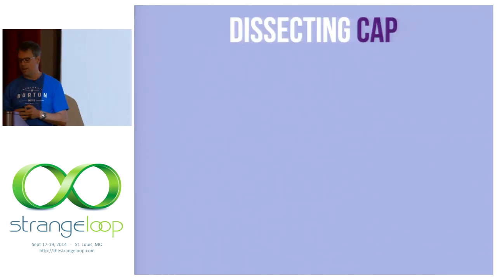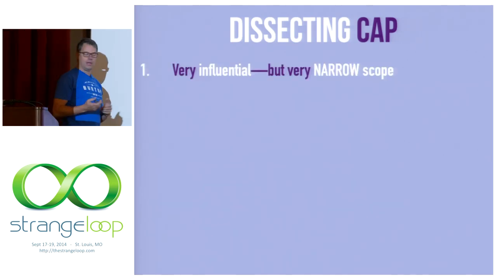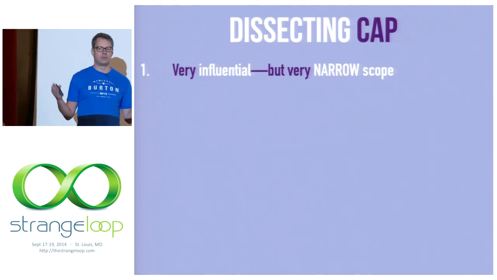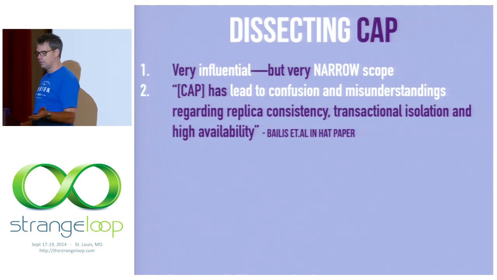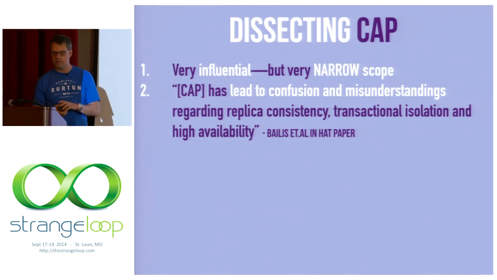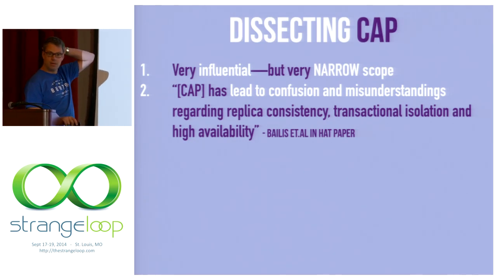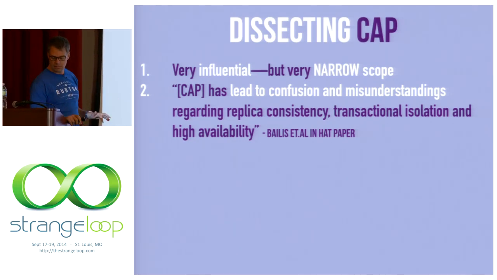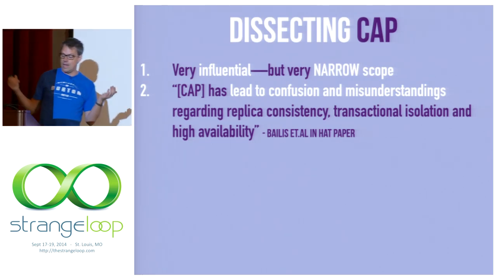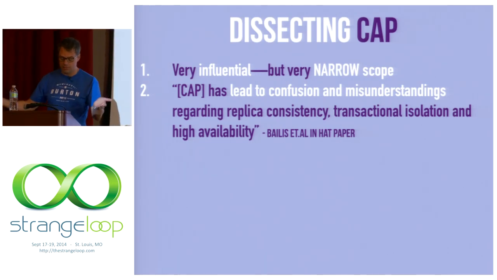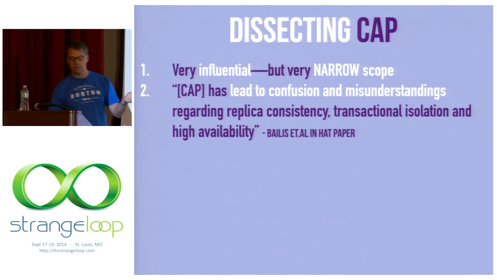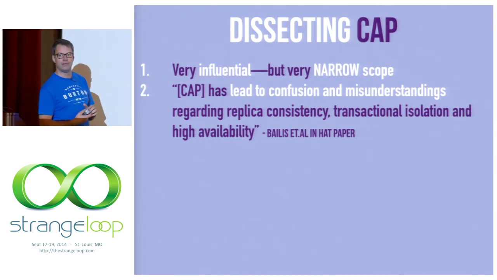So if you look at CAP, I think it was highly influential, but it was really narrow in scope. Peter Bailis and his group at Berkeley, in the HAT paper, which is a great paper by the way, and stands for highly available transactions, said that CAP has led to confusion and misunderstandings regarding replica consistency, transactional isolation, and high availability.